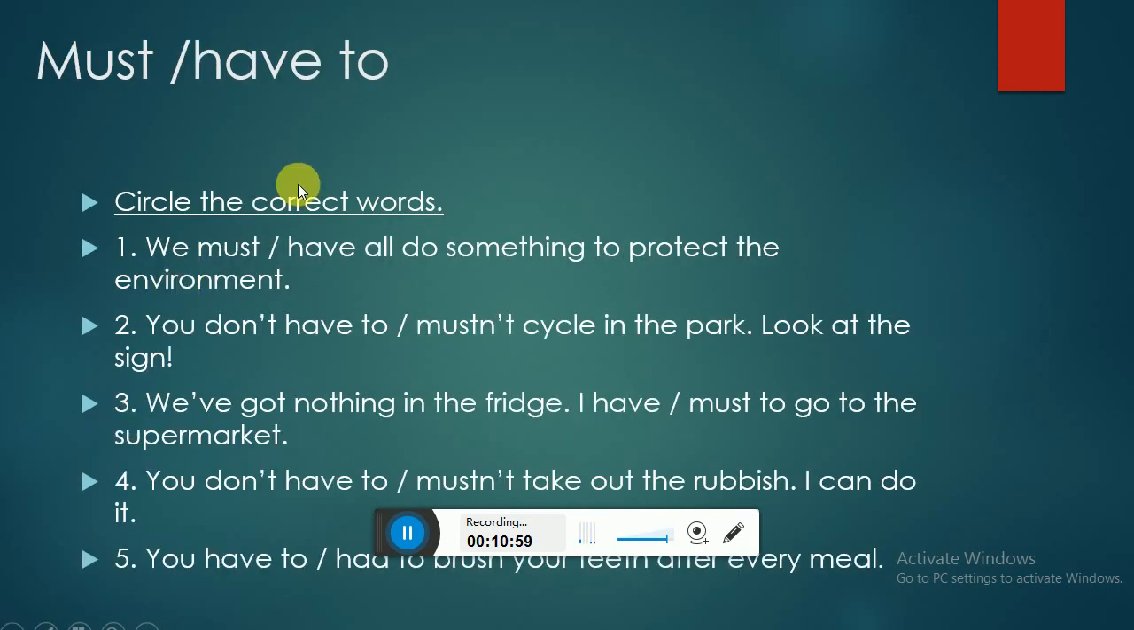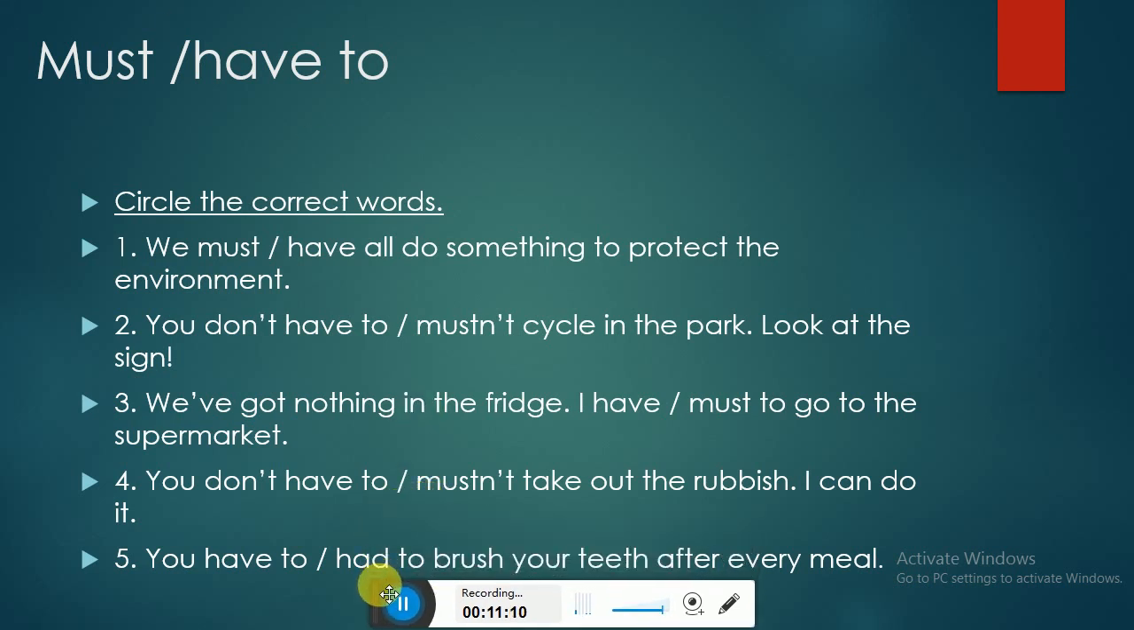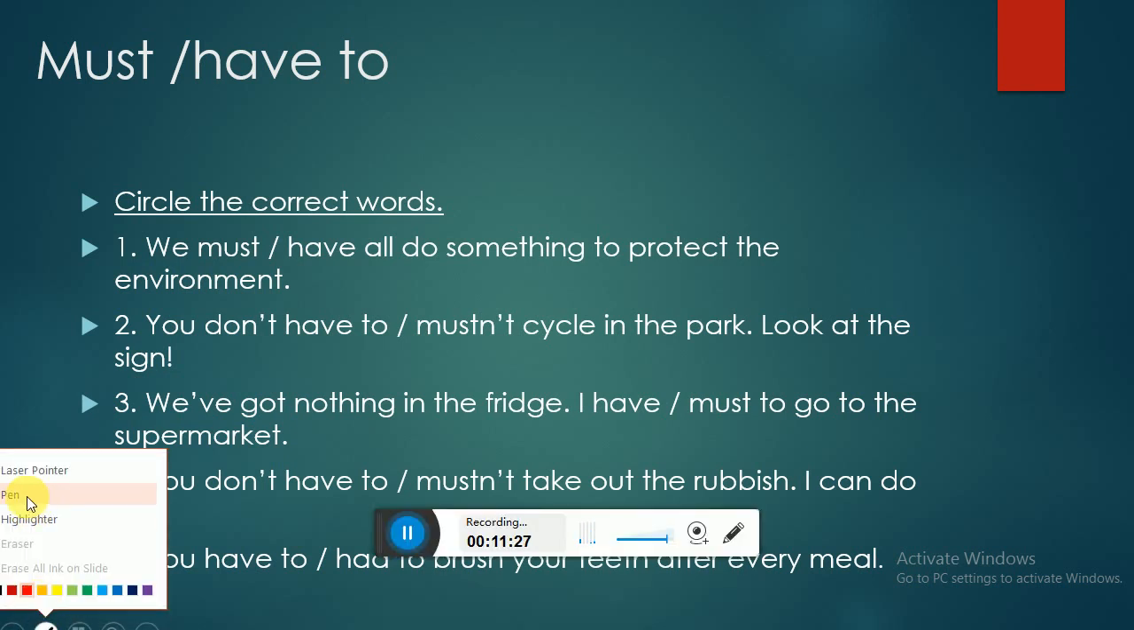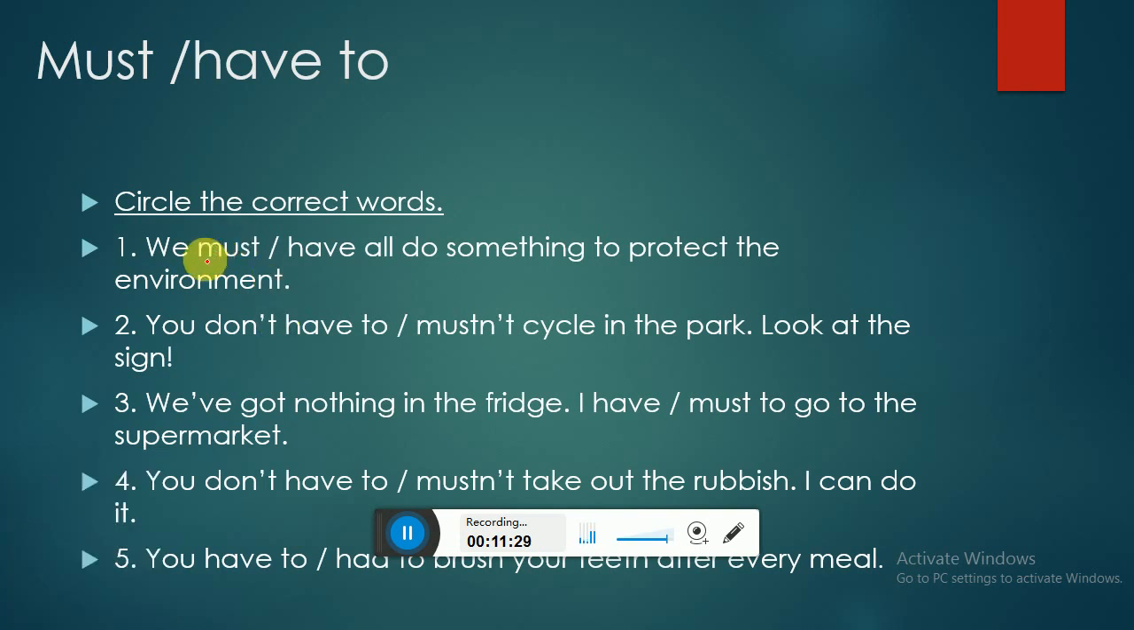What about must and have to? They are the same here. We must or have to do something to protect the environment. Which one is correct? Have to, but it will be okay if we use must here. Yeah, very good. So we use must.